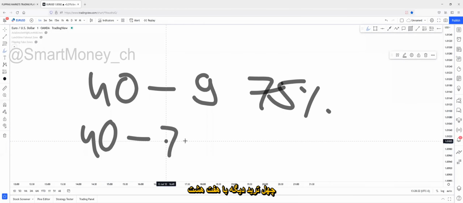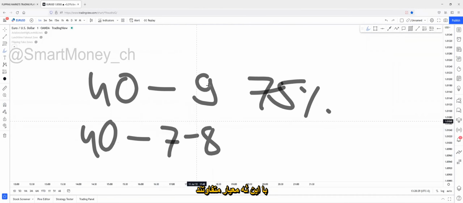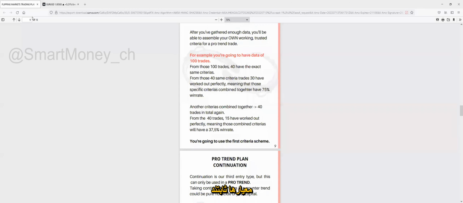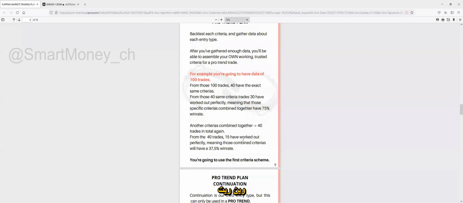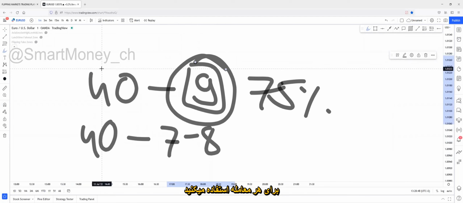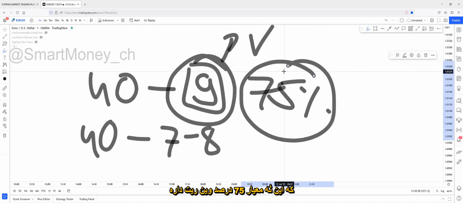Another 40 trades have 8 or 7 different criteria, right? These 8 or 7 criteria are different from the 9, but they are the same on all of the 40 trades. On these other 40 trades, you're going to have a 37.5% win rate. So which criteria are you going to use? The 9 criteria, right? You're going to use these 9 criteria for every single entry. If these 9 criteria appear on your screen, you're good to go. You're going to execute it because you know that these 9 criteria have a 75% win rate.